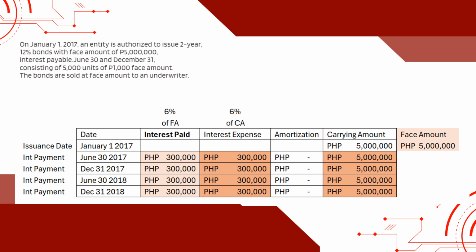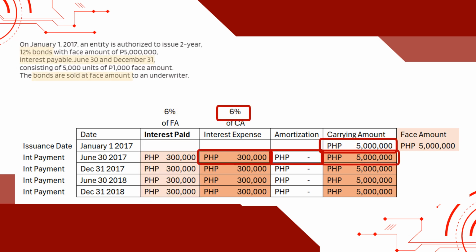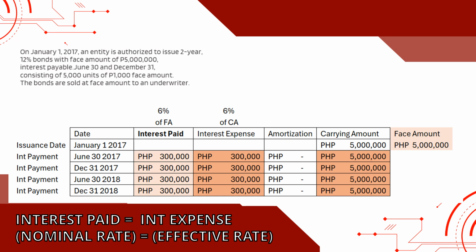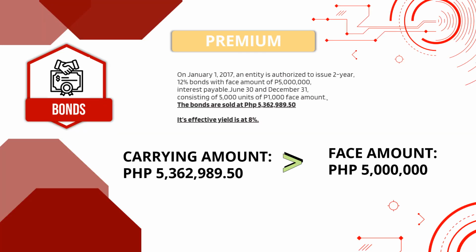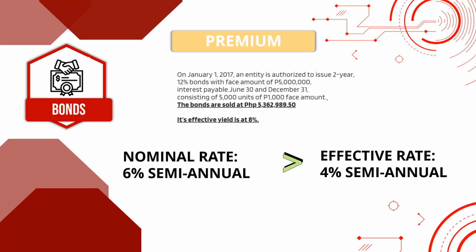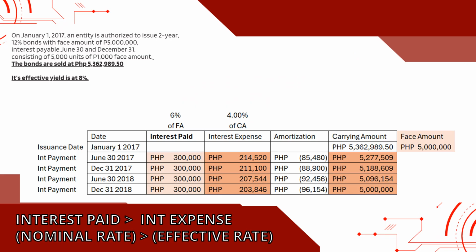And therefore, the carrying amount will remain the same. Kaya same lang yung interest expense. So for bonds issued at face, your interest paid will be equal to your interest expense because your nominal rate is equal to your effective rate. If it's issued at a premium, iba na yung itsura ng amortization table. It looks something like this.